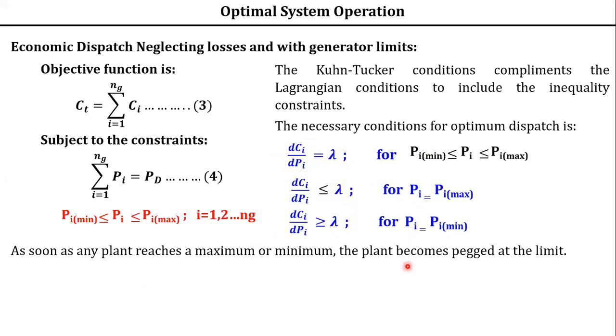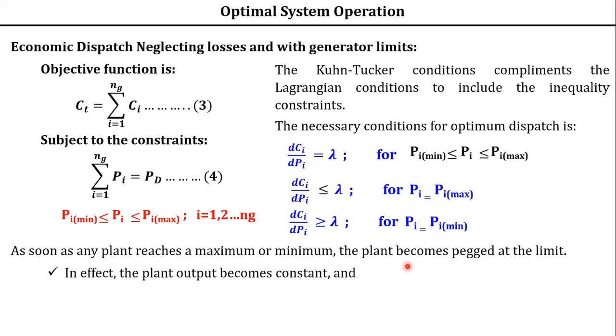If any plant reaches a maximum or minimum value, the plant becomes pegged at the respective limit. If Pi violates the lower limit, then Pi will be pegged or clamped at Pi minimum. If Pi violates the maximum value, then Pi will be pegged or clamped at the maximum value. So in effect, the plant output becomes constant.